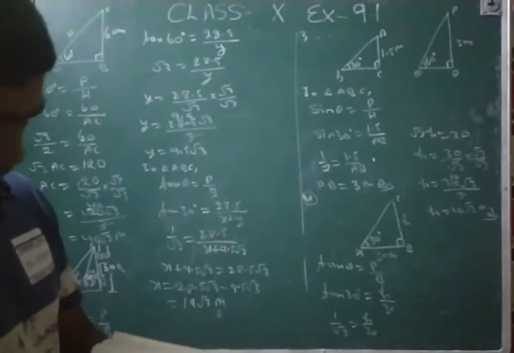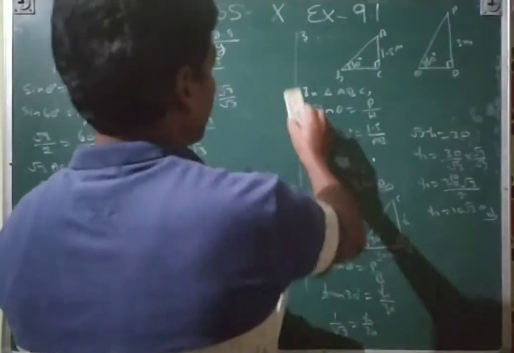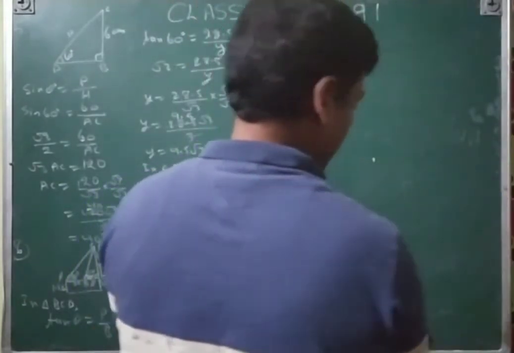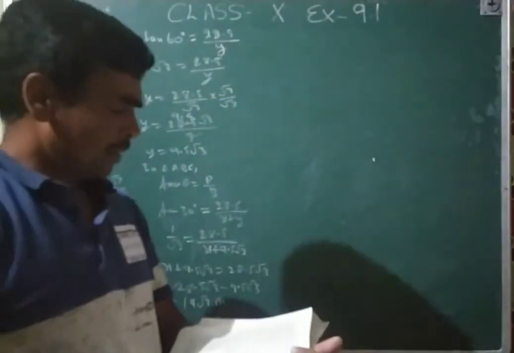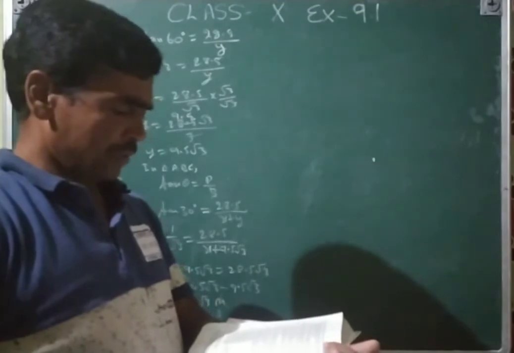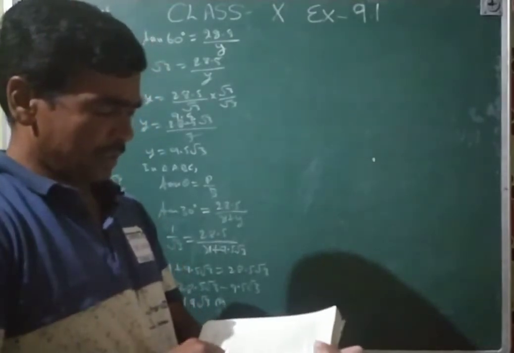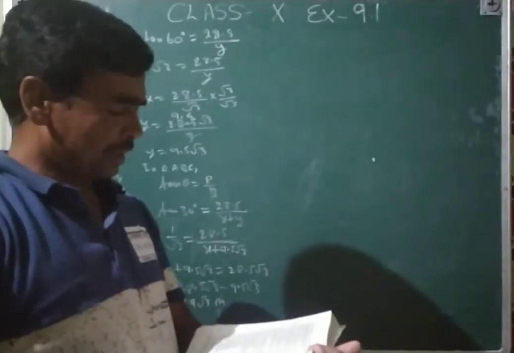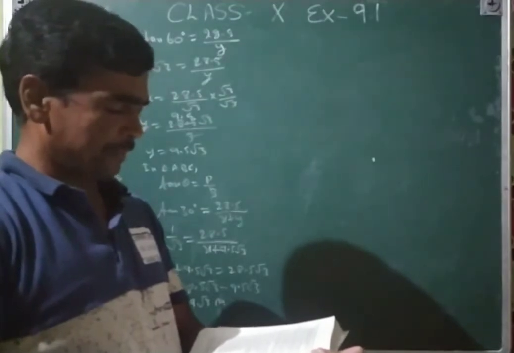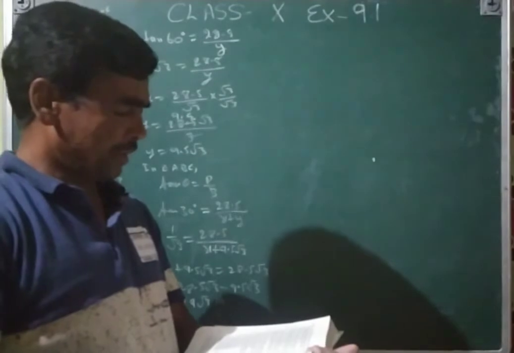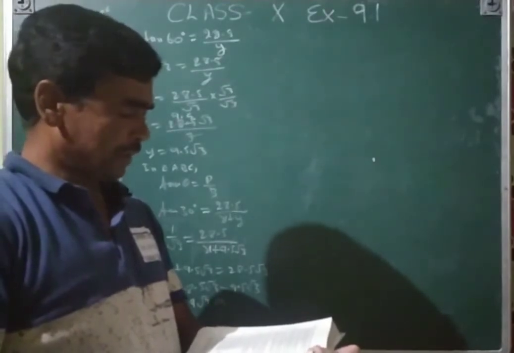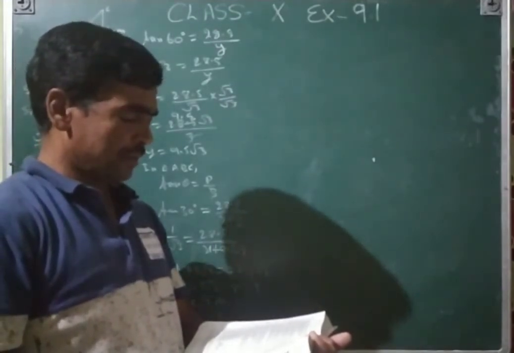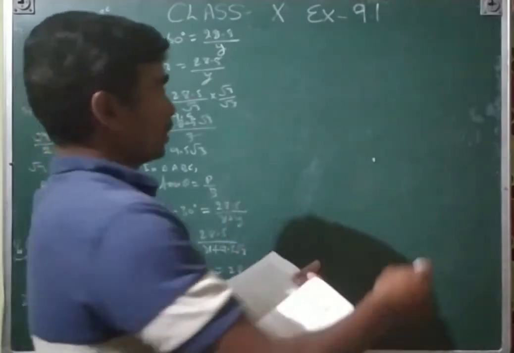And then the 7th question: from a point on the ground, the angle of elevation of the bottom and top of a transmission tower fixed on a 20 meter high building are 45 and 60 degrees respectively. Find the height of the tower.